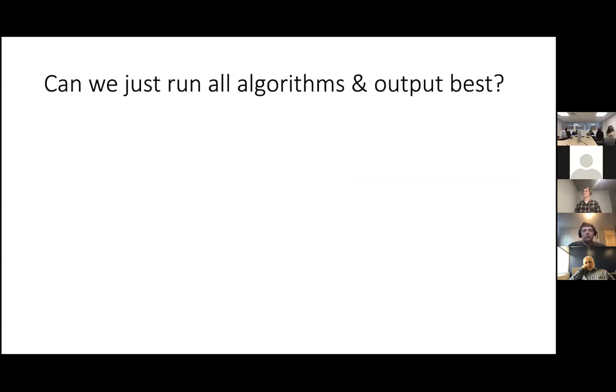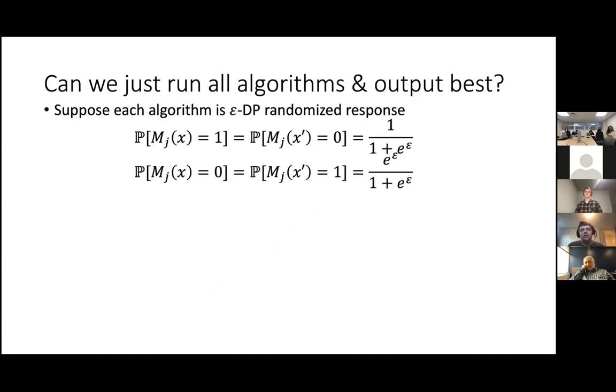Okay, so I've told you what the ideal behavior is, so why don't we just see if that works? It turns out that this doesn't work, and the counterexample is fairly simple. This was also observed by Liu and Talwar. So let's just assume that each of those algorithms, M sub j, is randomized response.